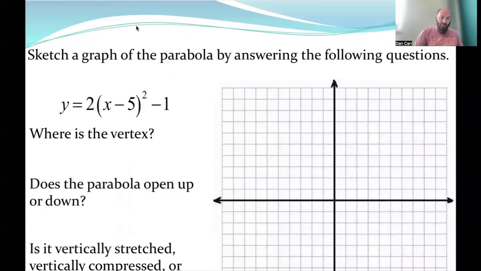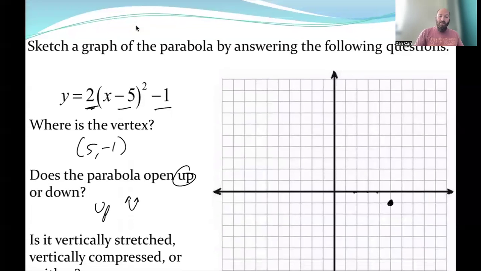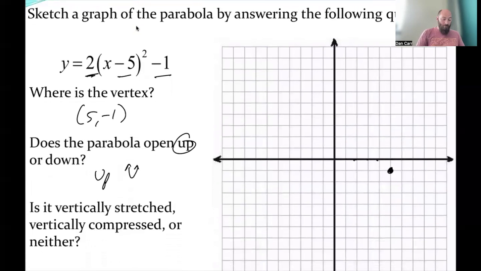All right, let's do another one. So we'll sketch this graph. Where's the vertex here? We have negative 5 and negative 1. So that tells me it's going to be at a positive 5, negative 1. So I go 1, 2, 3, 4, 5, negative 1. Okay. Does the parabola open up or down? Because this is a value of a positive 2, it's positive, meaning it opens up. So we're going to look like that for its parabola. Is it vertically stretched, compressed, or neither? Because we have a 2 in front, 2 is greater than 1, so it's going to be vertically stretched.